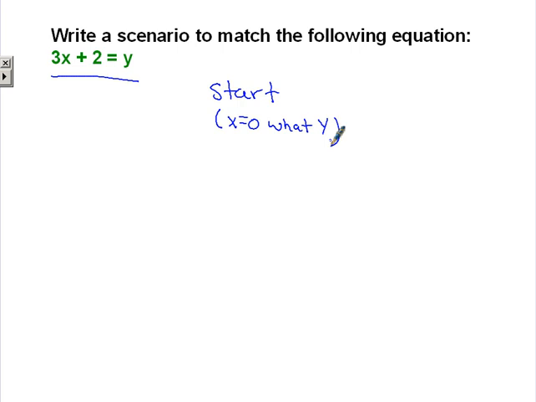So to figure that out, I could plug in 0 for x. Now remember, when there's no operation symbol between two things, it's multiplication. So here I would see 3 times 0 is 0 plus 2 is 2. That means that my starting value is 2. Then I ask myself, what is my constant rate of change?